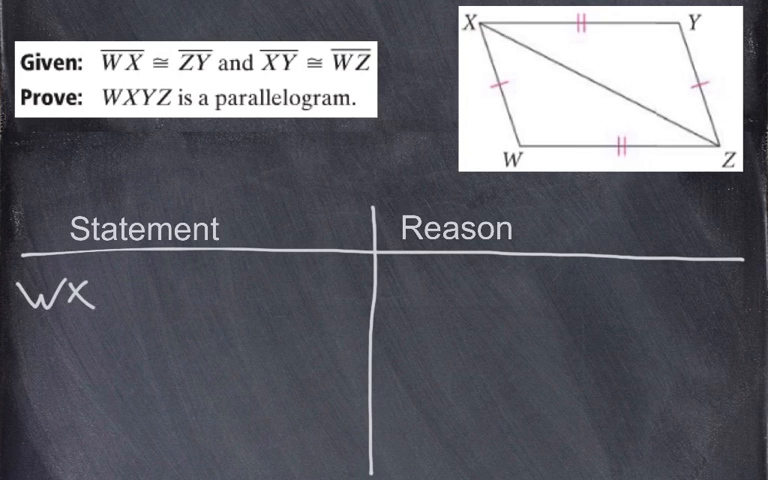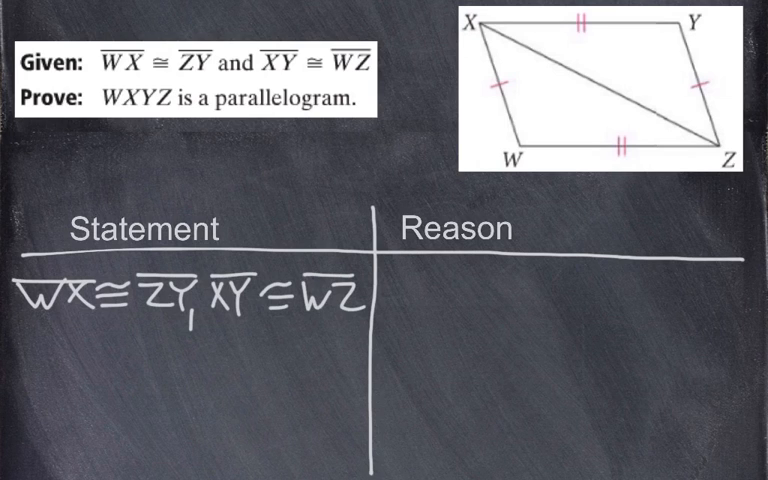So we have WX is congruent to ZY. Pardon the handwriting. We also have XY is congruent to WZ. Now that is already marked out for you, which is nice. And again, the reason why we know that is because that is what is given to us. Now the question is, what do we do from there?